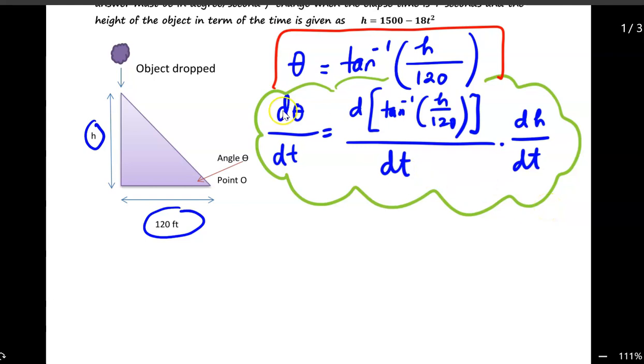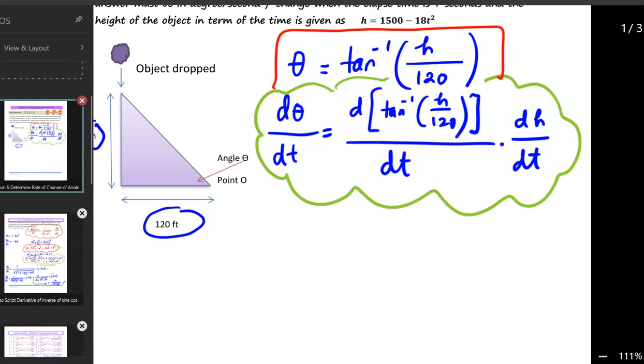So now you see that you can solve for the derivative of angle theta as a function of time with respect to t. So that means you are finding the change of this angle theta according to how far this object is being dropped on the ground using these formulas. So there's quite a few unknowns here. Before I try to find dh over dt, I would like everyone to see that you can easily differentiate tangent to the exponent minus 1 of h over 120 using the formulas that we have learned earlier.